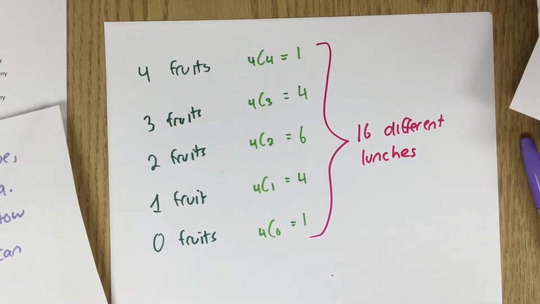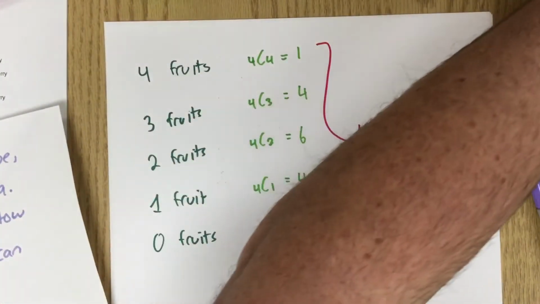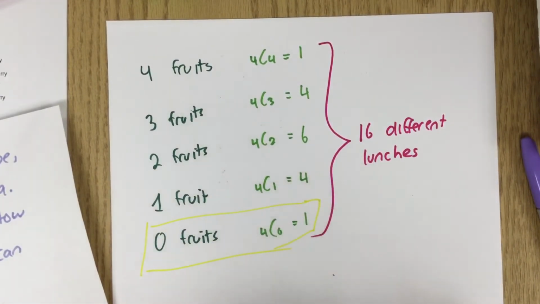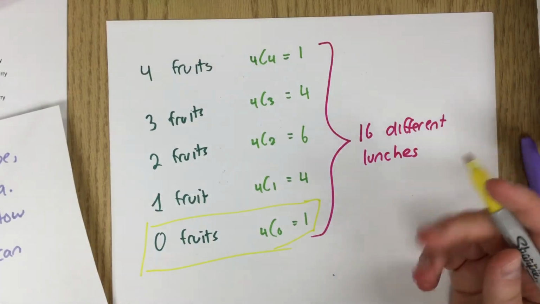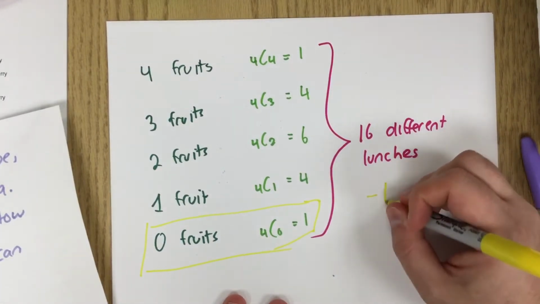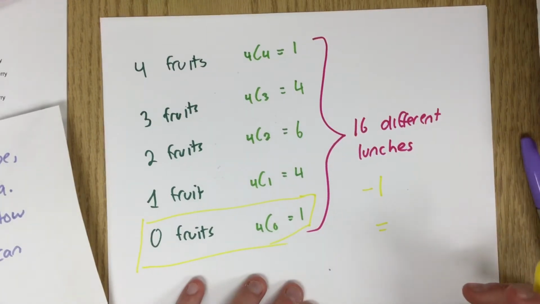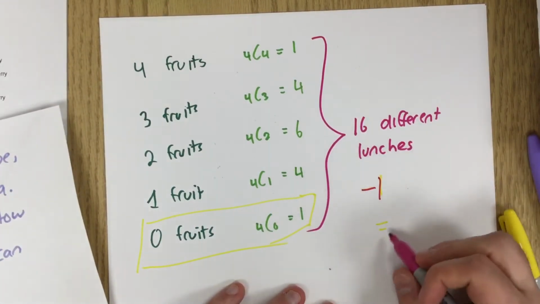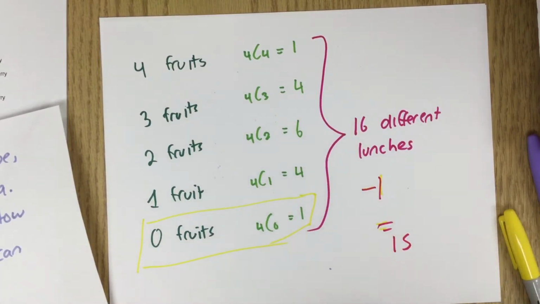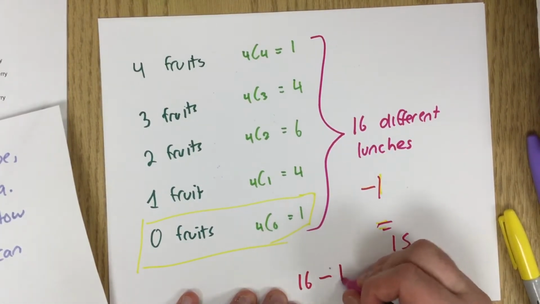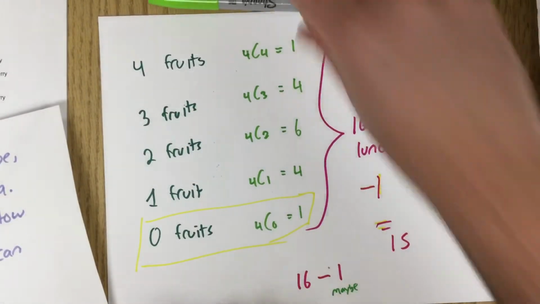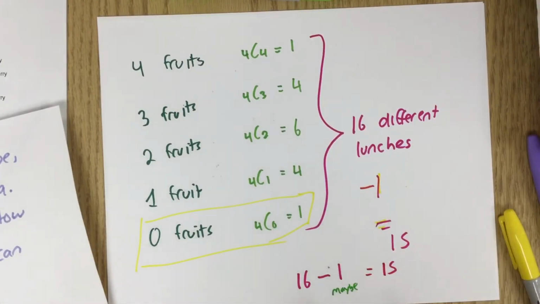Now, one of these lunches that we're packing is this super lame no fruit lunch. And so, depending on how we're feeling, we may actually say -1, which would give us, is this visible at all? I should probably use this color. Right, so this should be maybe -1, which would give us 15. So what we have is 16 lunches, -1 maybe, which would leave us with 15 possible lunches.